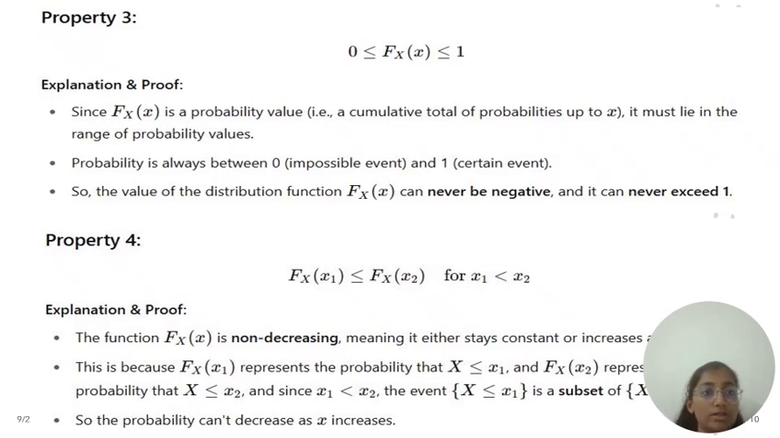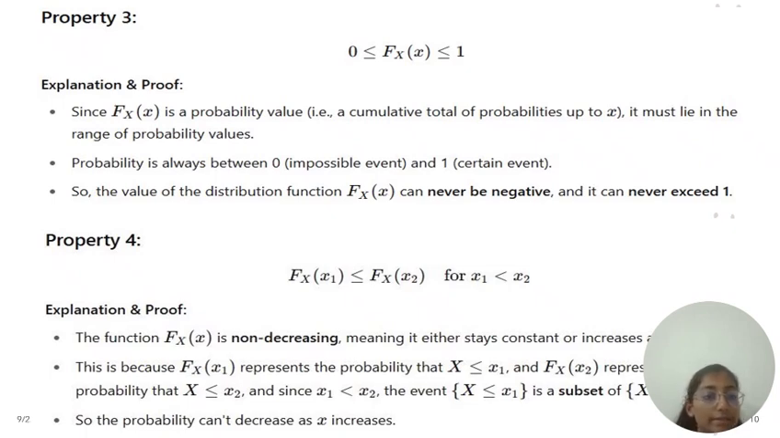Explanation and proof for that. Since F_X of x is a probability value, that is a cumulative total of probabilities up to x, it must lie in the range of probability values, that is 0 to 1. Probability is always between 0 and 1, as we discussed earlier. So the value of the distribution function F_X of x can never be negative and it can never exceed 1.